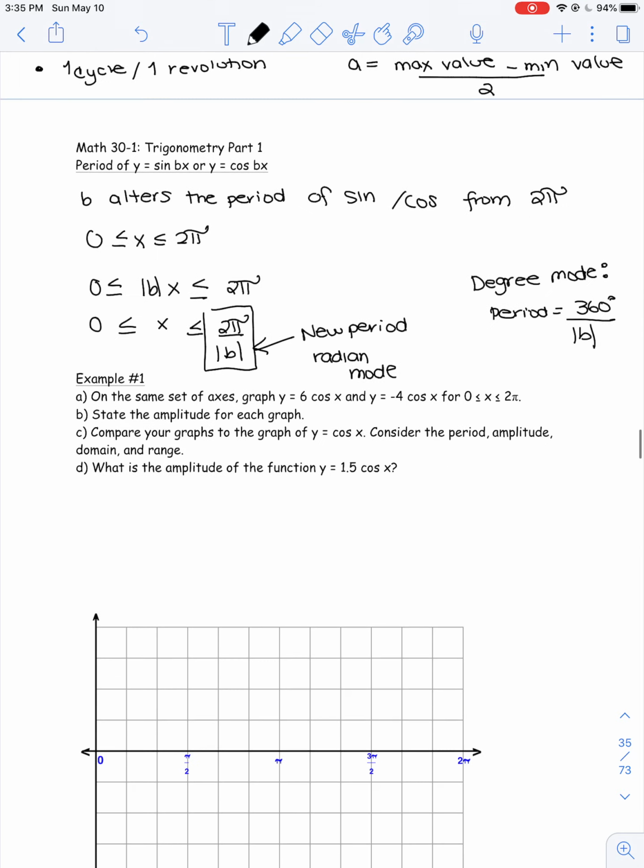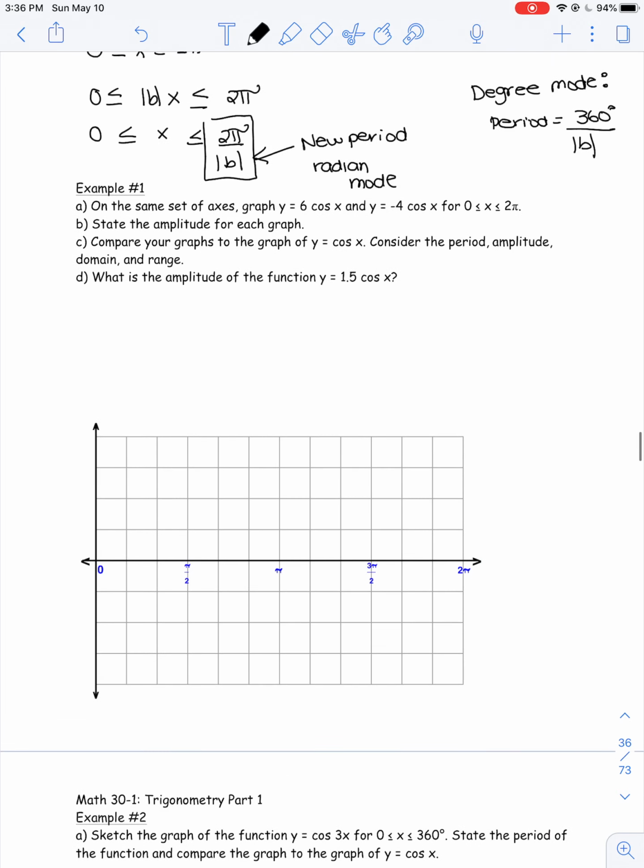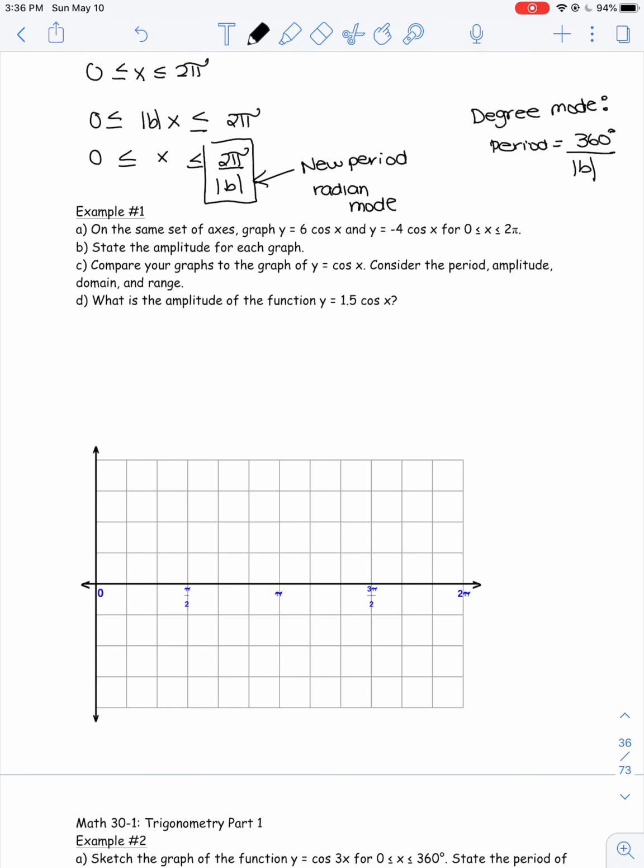So example number 1, they're giving us on the same axis of the graph, we want to graph them, y equals 6 cos of x and negative 4 cos of x. We're going to go from 0 to 2 pi. So we're going to state the amplitude of each graph. And what we're going to do is describe them. And as we describe them, it will help us figure out what this graph actually looks like. So we're going to start with A. And we're going to describe them both.